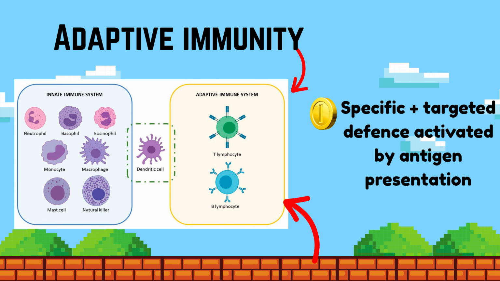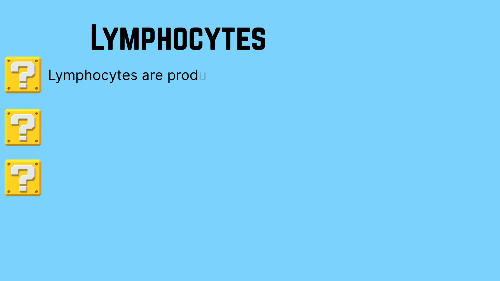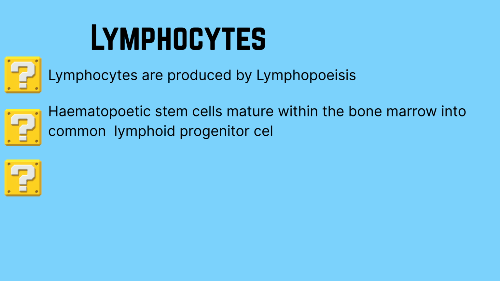The main types of cells involved in the adaptive response are lymphocytes. There are two main types of lymphocytes, B and T lymphocytes. Lymphocytes are produced by a process called lymphopoiesis. This is when hemopoietic stem cells mature within the bone marrow into common lymphoid progenitor cells. These then either differentiate into B or T cells.